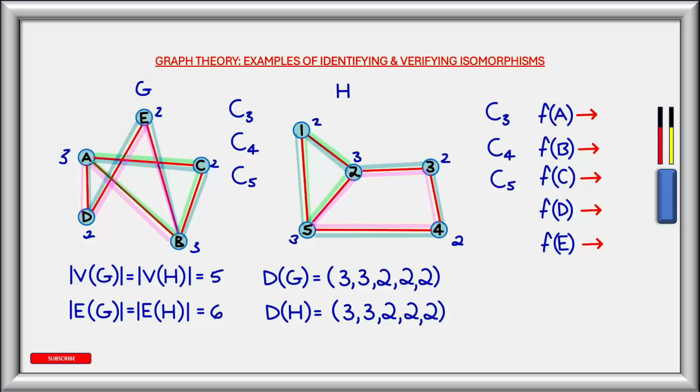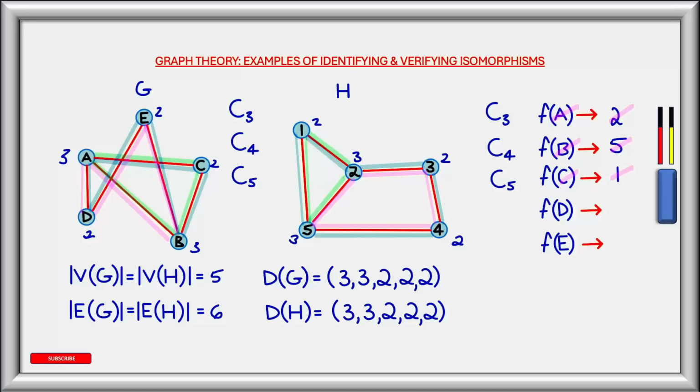So in graph G, the two 3-degree vertices, so that's A and B, are connected to each other, and they both connect to vertex C. This creates a triangle A, B, C. And in graph H, the two 3-degree vertices, so that's vertex 2 and 5, are connected to each other, and they both connect to vertex 1. And this creates a triangle containing vertices 1, 2, and 5. So therefore, we can see that vertex A maps to vertex 2, vertex B maps to vertex 5, and vertex C maps to vertex 1.